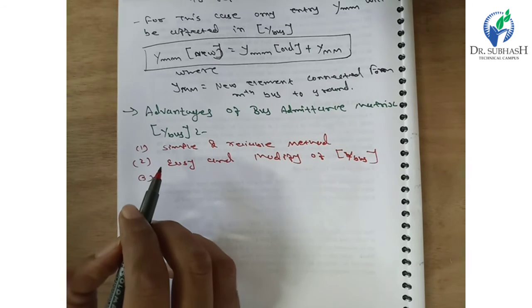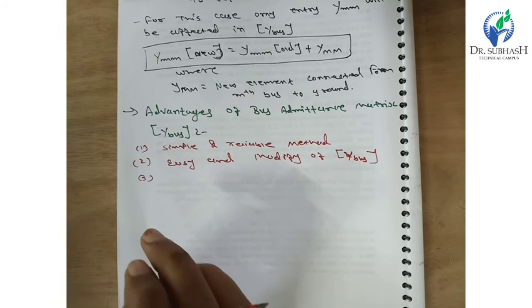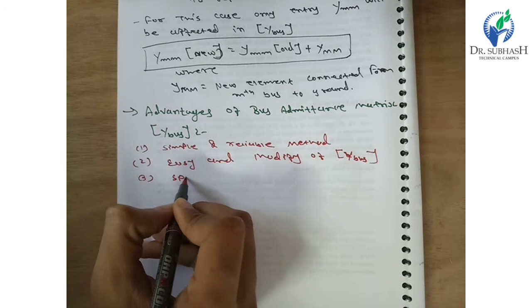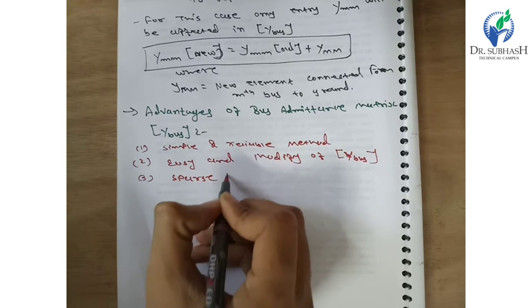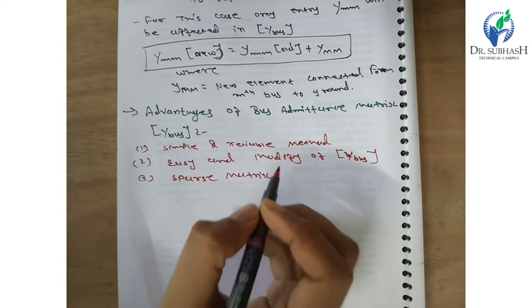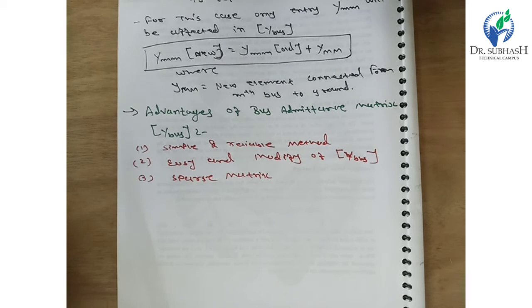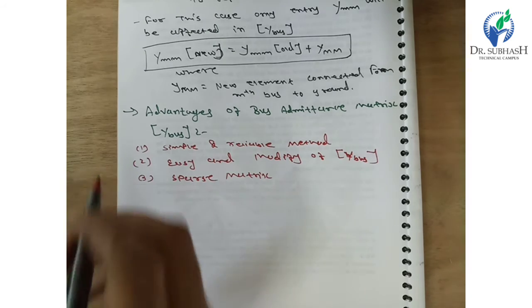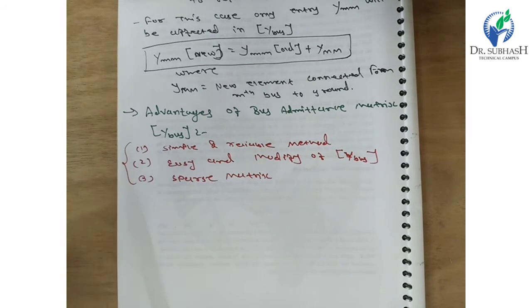And the third advantage is that the bus admittance matrix is a sparse matrix. Sparse matrix means most of its elements are 0. So the computer requires very less memory in this system. Then 90% of the off diagonal elements will be 0. So the calculation will be easy in the admittance form. These are the advantages of a bus admittance matrix.